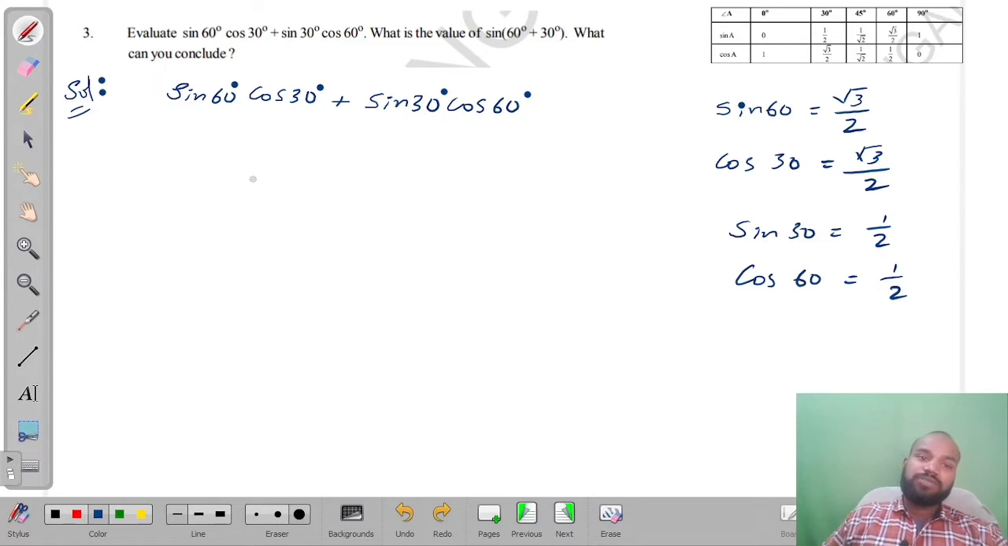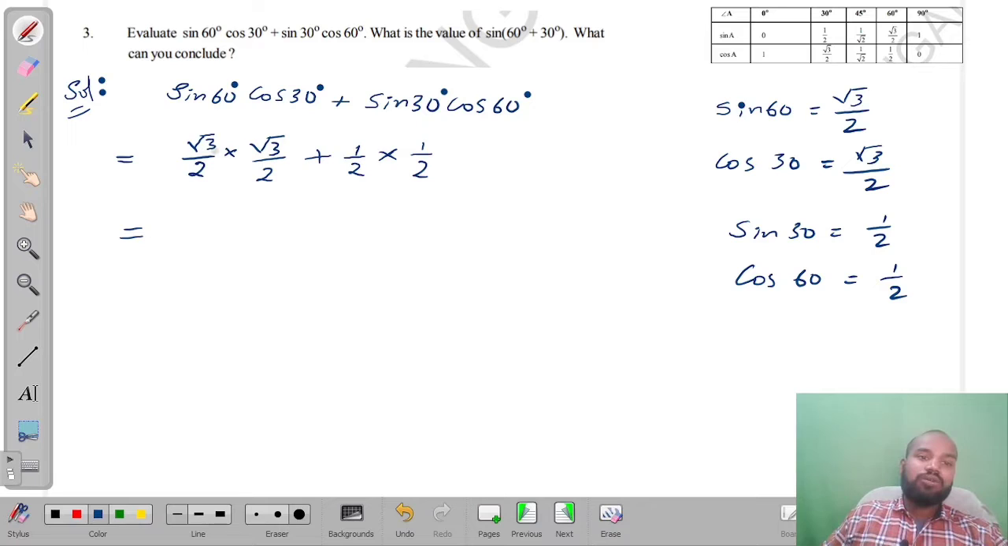Right. Now just substituting the values in the above equation. So sin 60 is root 3 by 2. I'm going to write root 3 by 2 into, since nothing is there between them, this is multiplication, this is product, so I am writing into. So cos 30 is root 3 by 2, plus sin 30 is 1 by 2 into cos 60 is 1 by 2.